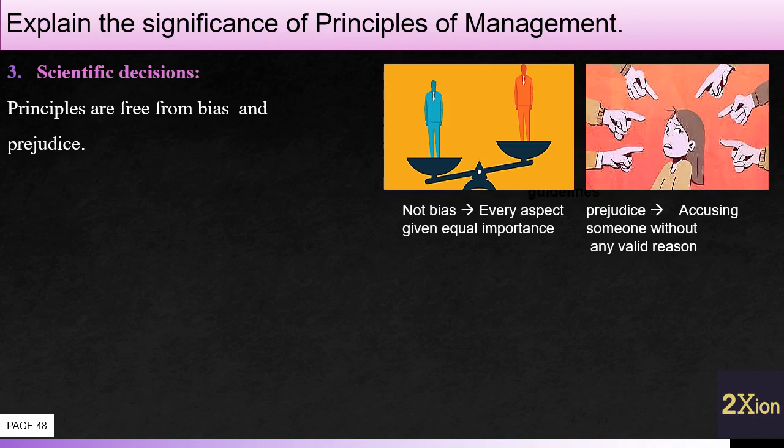Principles are free from bias and prejudice. फ्री फ्रॉम पर्सनल बायस माने इसमें कोई पक्षपात ना हो. अगर किसी एक व्यक्ति को किसी दूसरे व्यक्ति के लिए बिना किसी कारण से नफरत हो तो उसे प्रेजुडिस कहते हैं. But here the principles are same for all. Not bias means every aspect is given equal importance. Prejudice, accusing someone without any valid reason.